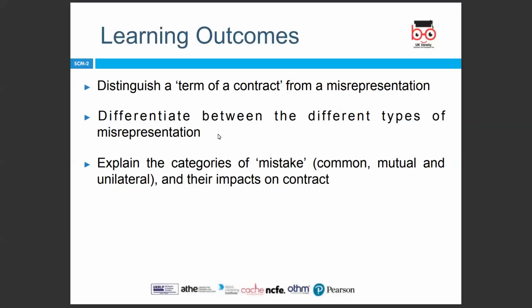So the learning outcomes of today's session are to distinguish a term of contract from misrepresentation, differentiate between the different types of misrepresentation, and explain the categories of mistake, which are common, mutual and unilateral, and their impacts on the contract.